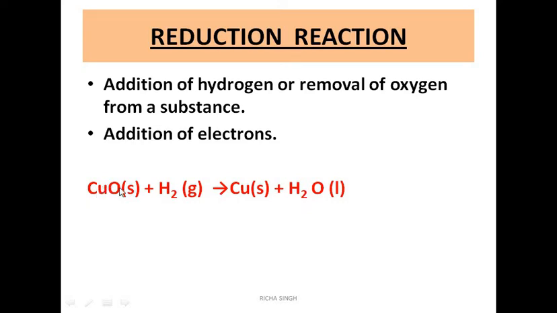Here you can see copper oxide has been reduced to copper. So this is reduction, and hydrogen is oxidized because oxygen has been added to hydrogen. So hydrogen is getting oxidized to H2O, and copper oxide has been reduced to copper.